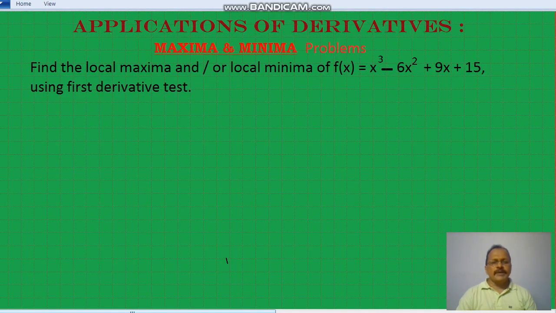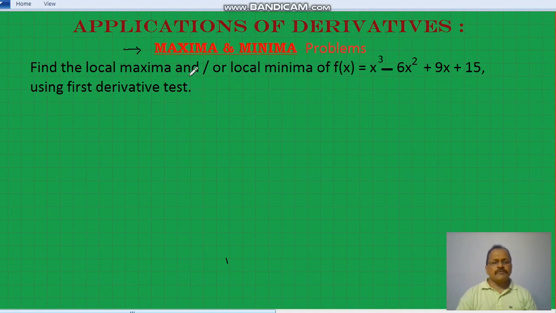We are studying applications of derivatives. In the last session, we have studied maxima and minima, the concept, and a couple of problems. Let us solve a few more problems in this session. The first problem for you is: find the local maxima and/or local minima of f(x) = x cube minus 6x square plus 9x plus 15 using the first derivative test.